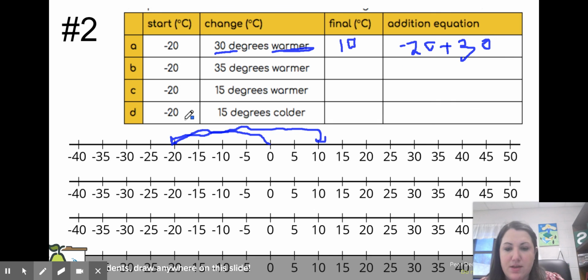You're going to complete the rest of these just like that. And remember, if it's getting colder, you're adding a negative. And if it's getting warmer, you're adding a positive. Complete all of those problems for this activity.